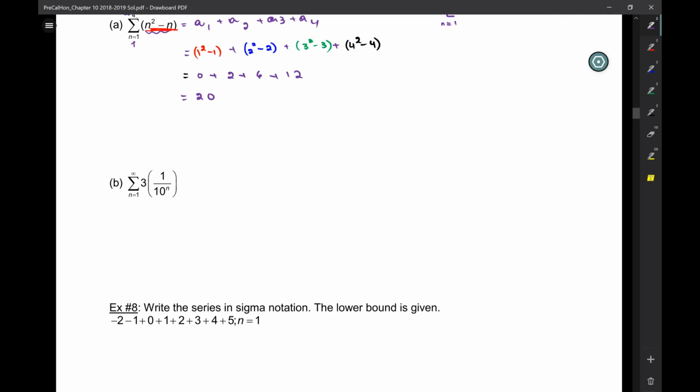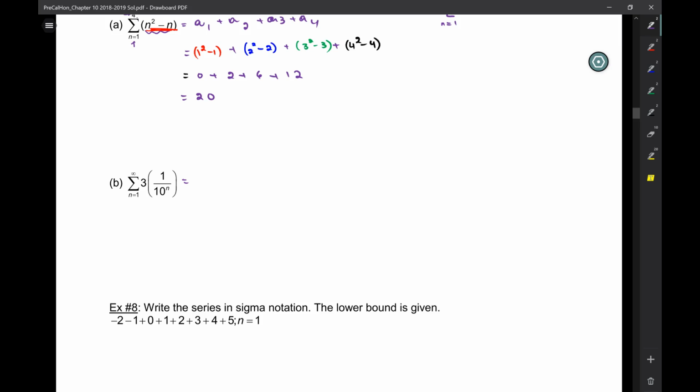Now look at the next one. This is what we were talking about before. I want the sum of 3 times 1 over 10 to the n from n equals 1 to infinity. So how many terms are there in this series? An infinite number. Does it ever end? You just keep adding and adding and adding. So let's see how big this number will get. Oh my God, if we add an infinite number of numbers.